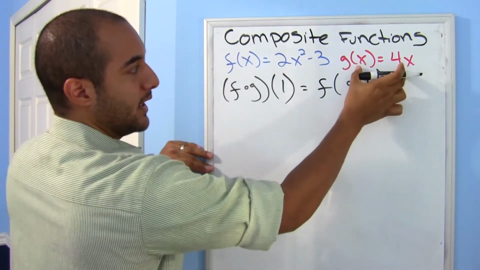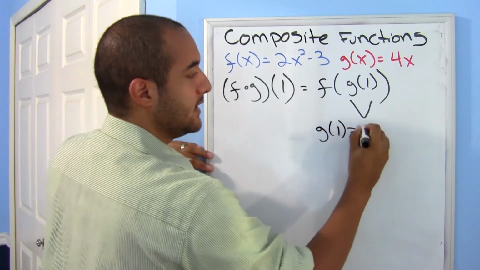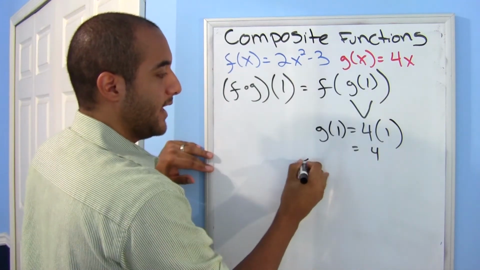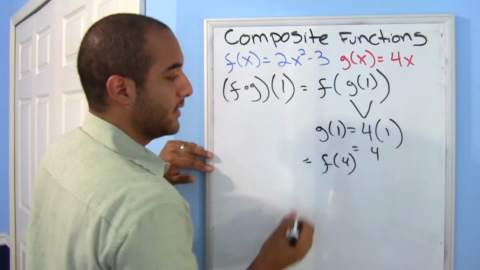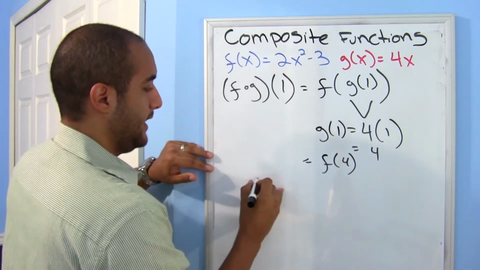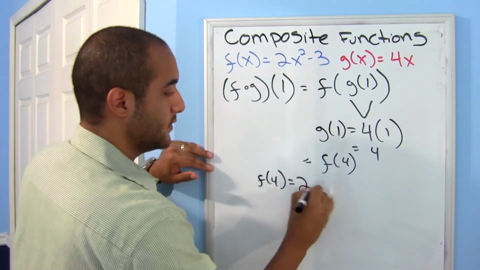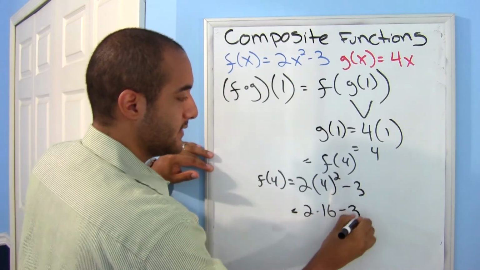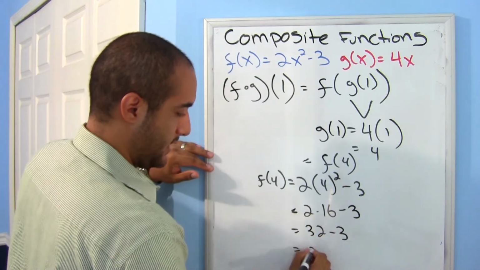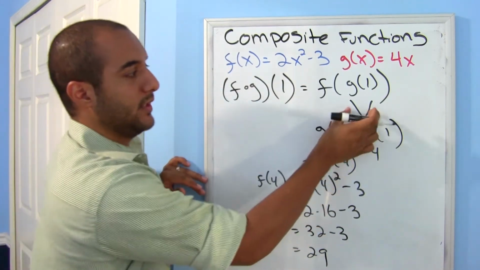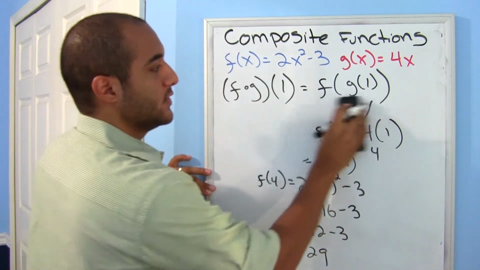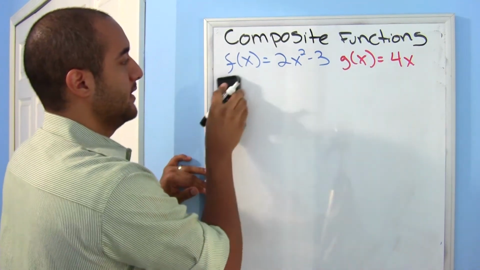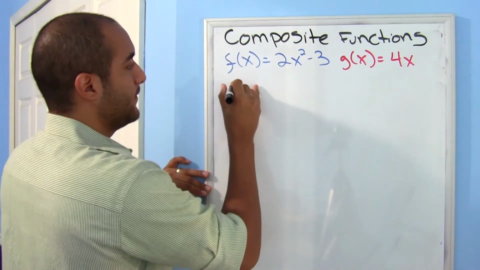So g of 1, I can go ahead and take it and say, alright, well g of 1 is 4 times 1. That's just 4. And now that I know what this is, I'm actually just trying to find out f of 4. And I can go ahead and put that inside. And f of 4 is 2 times 4 squared minus 3. That's 2 times 16 minus 3, 32 minus 3, and that's 29. Okay, so you can do it individually, or of course you can do it the other way, or you can do this.